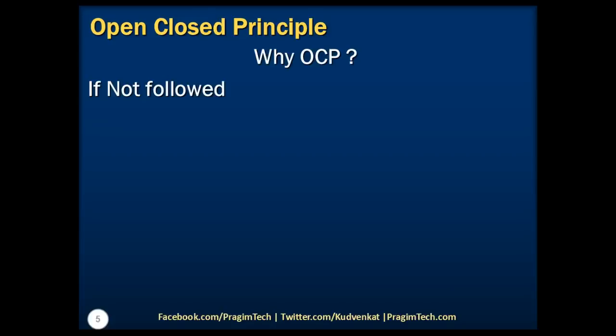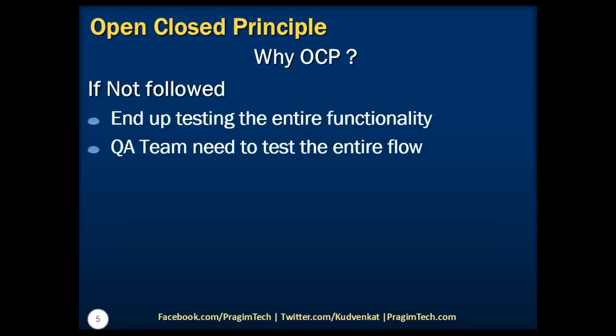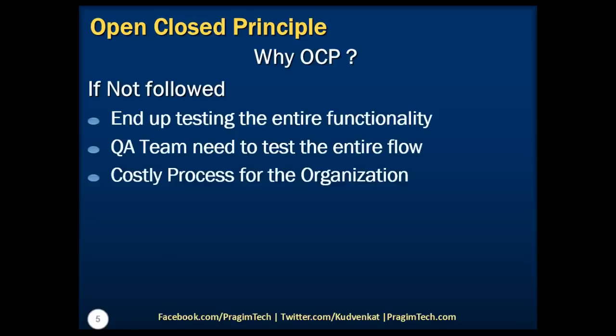If a class or a function always allows the addition of new logic, as a developer, we end up testing the entire functionality along with the requirement. Also, as a developer, we need to ensure we communicate the scope of changes to the quality assurance team in advance so that they can gear up for enhanced regression testing along with the feature testing. Obviously, this is a costly process for any organization to adopt.